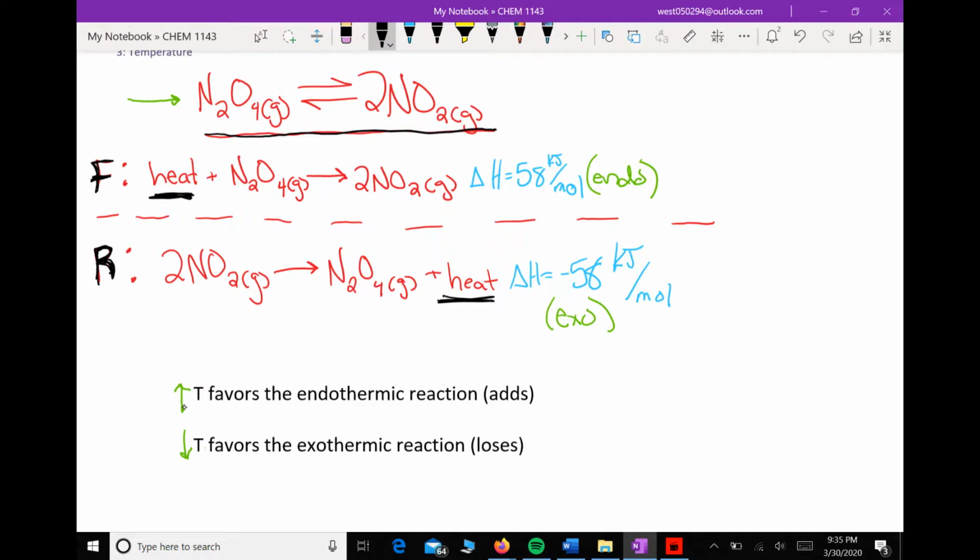If you increase the temperature of this reaction, LeChatelier's principle says that the equilibrium will favor the endothermic reaction. However, when you decrease the temperature, our equilibrium will favor the exothermic reaction. Okay, and that is LeChatelier's principle.